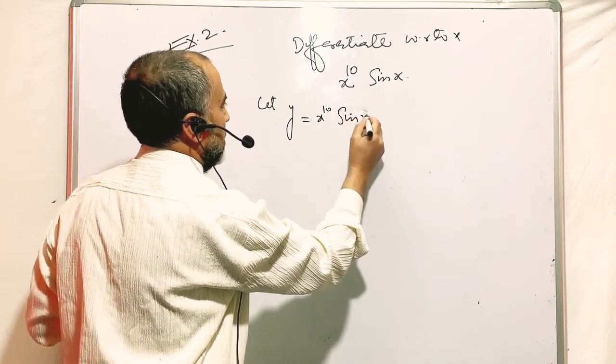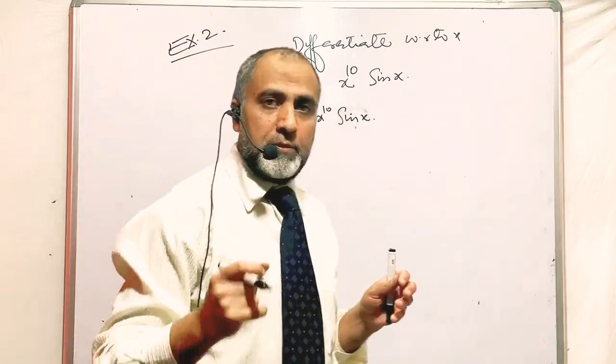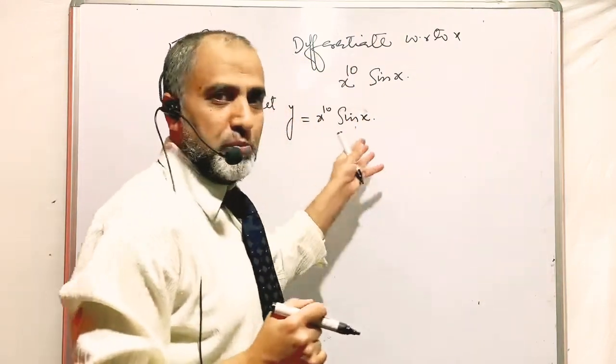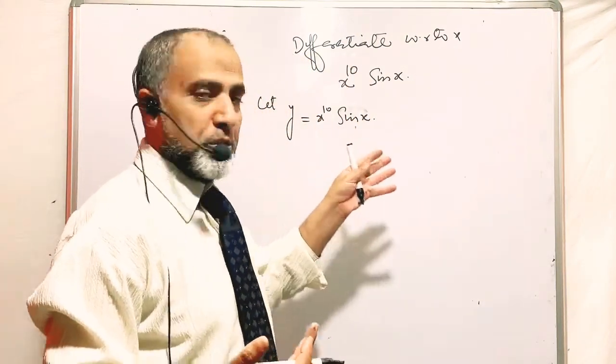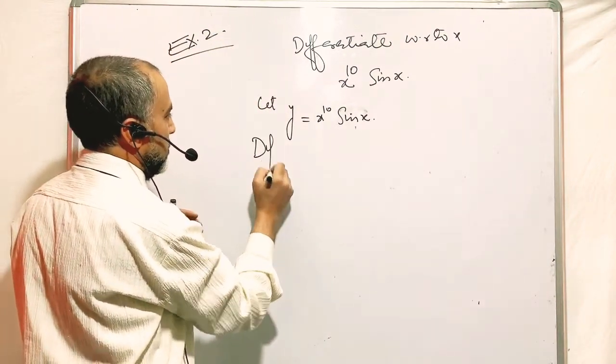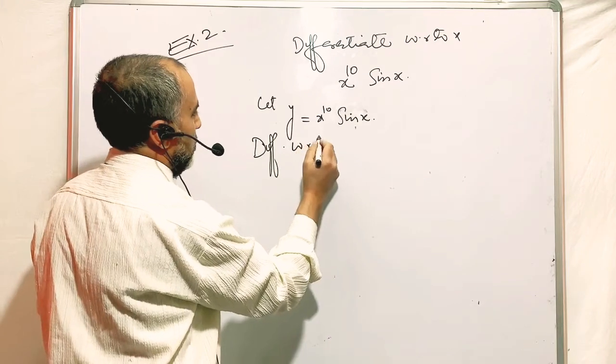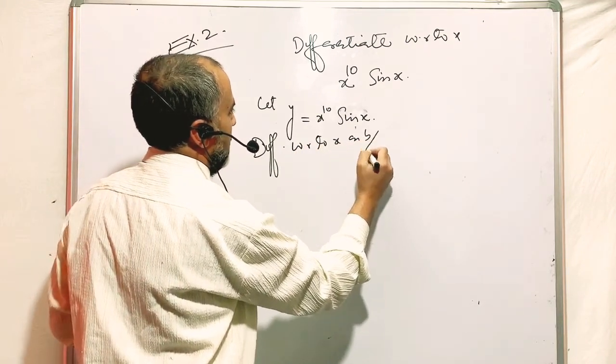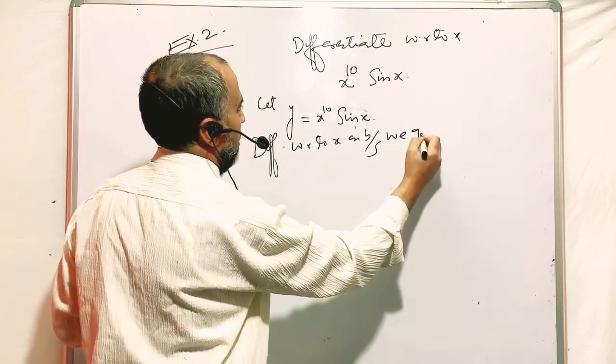It is sine of x. तो हमारे ज़हन में आना चाहिए, फटाफट आना चाहिए कि it's a product of two functions. तो we are supposed to use u into v form. हम ऐसे करेंगे, differentiate with respect to x on both sides. We get, क्या मिलेगा हमें?